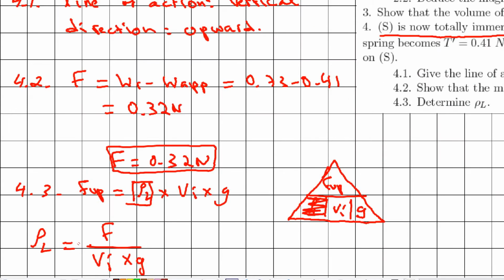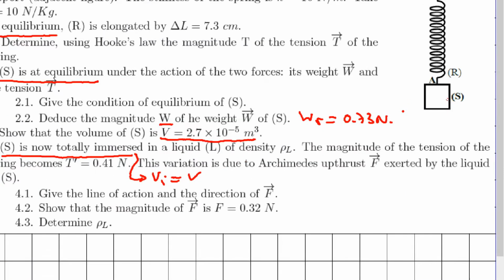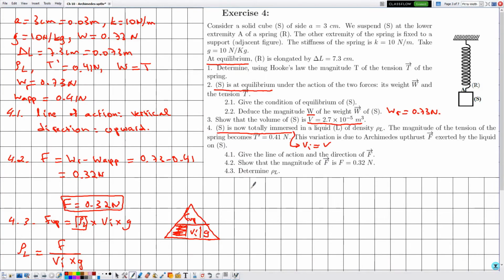The value of F we already know, which is given by 0.32. The value of G is given by 10. It's left to determine the value of Vi in order to determine the value of rho L. Knowing that S is completely immersed in the liquid, the value of Vi is equal to V. Let's write this important statement. Since S is totally immersed in the liquid, and the liquid in this case, we don't know the nature of the liquid, whether it's water or alcohol, then Vi is equal to V.